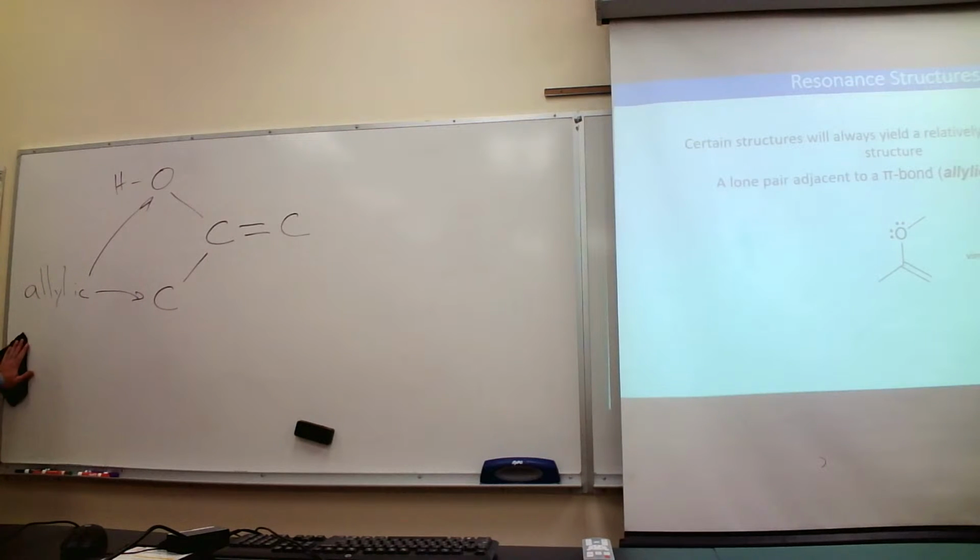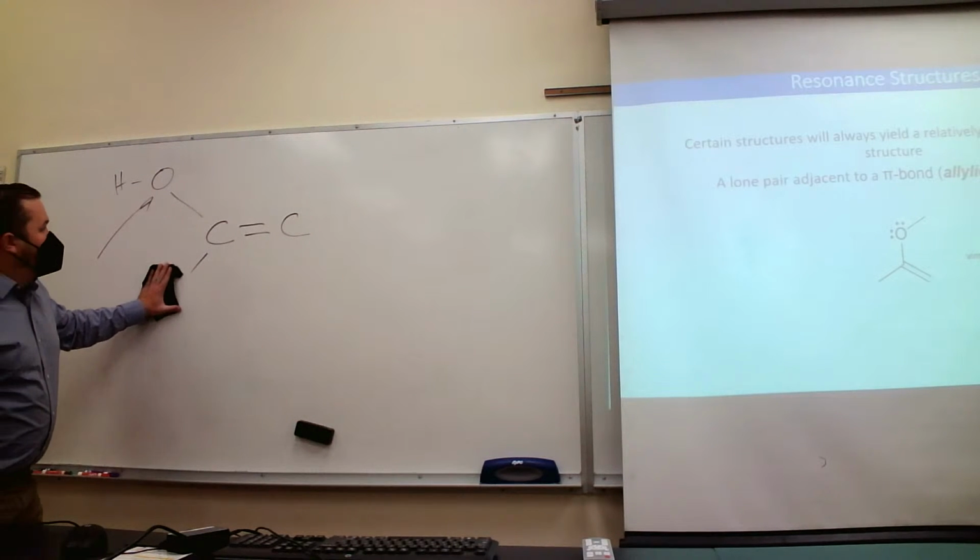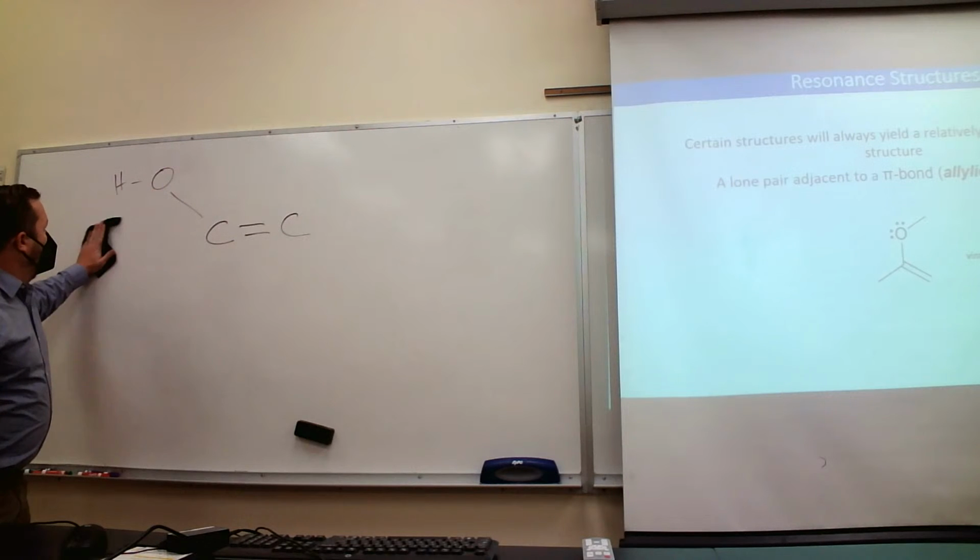So anytime you have a lone pair in an allylic position or a positive charge in an allylic position, you're going to have some resonance that can happen. What is the resonance structure going to look like if you've got a lone pair?